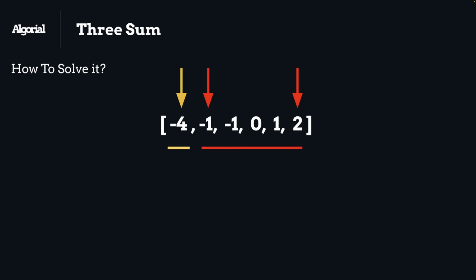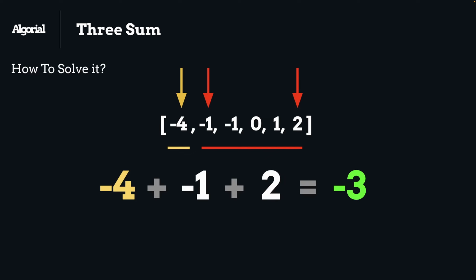If the sum of our 3 pointers is less than 0, then we need to increase the left pointer. And if the sum is larger than 0, we will do the other way around, like decreasing the right pointer by 1. Let's check again with these cases here. -4 plus -1 plus 2 will give us -3. Okay, now the value is below 0.